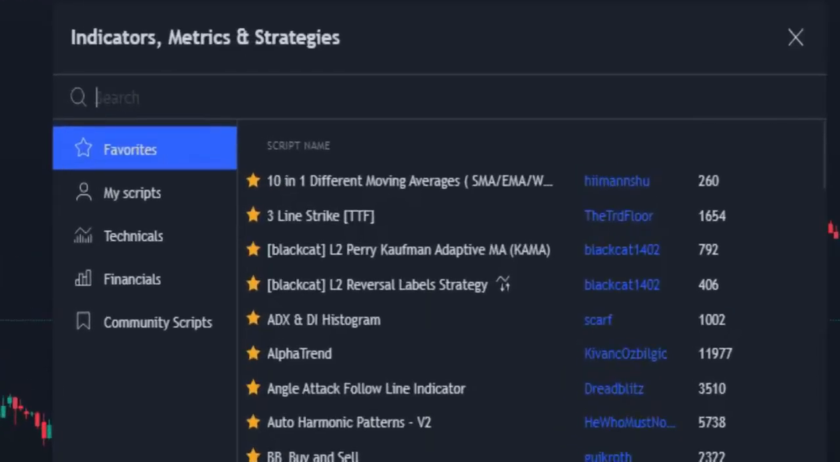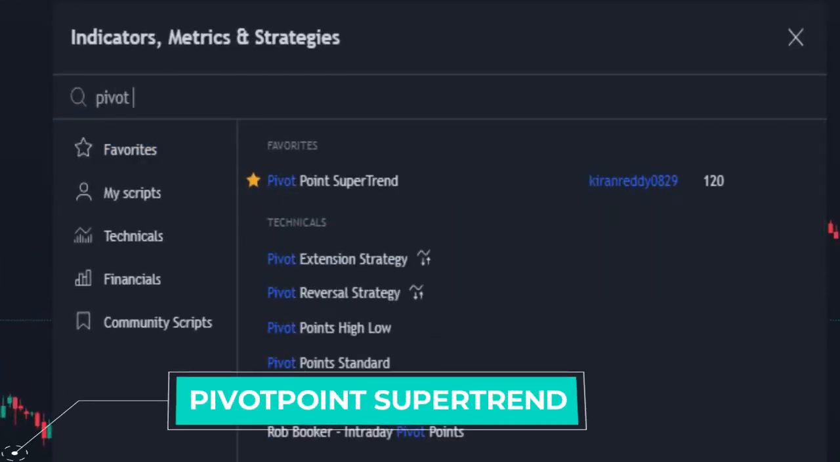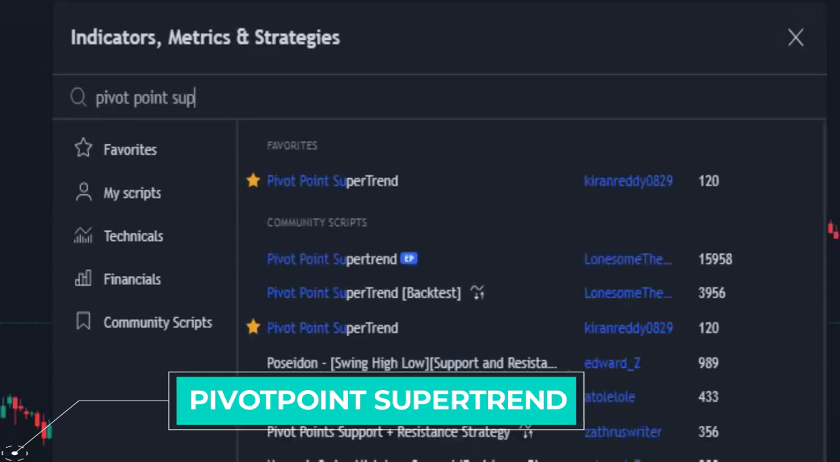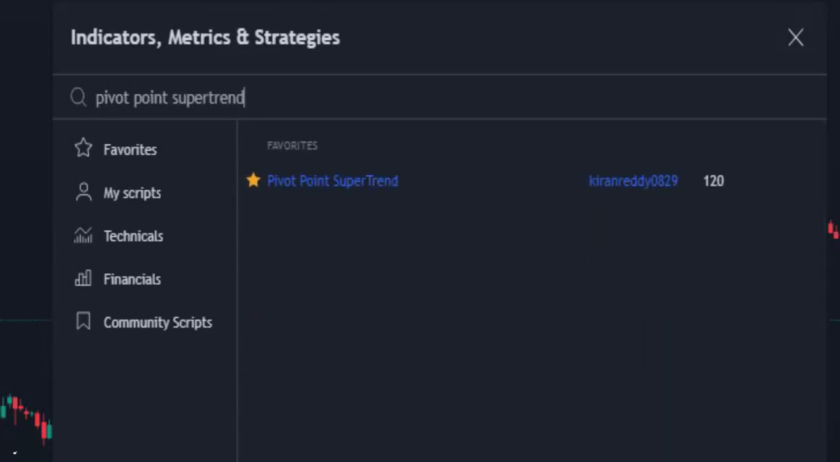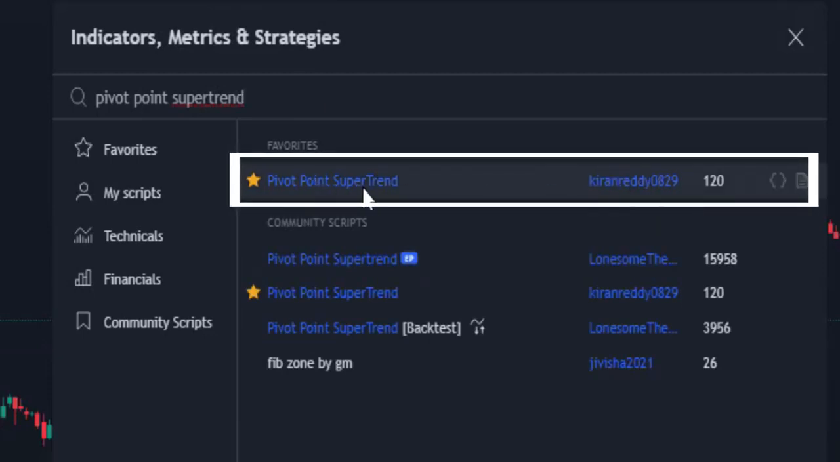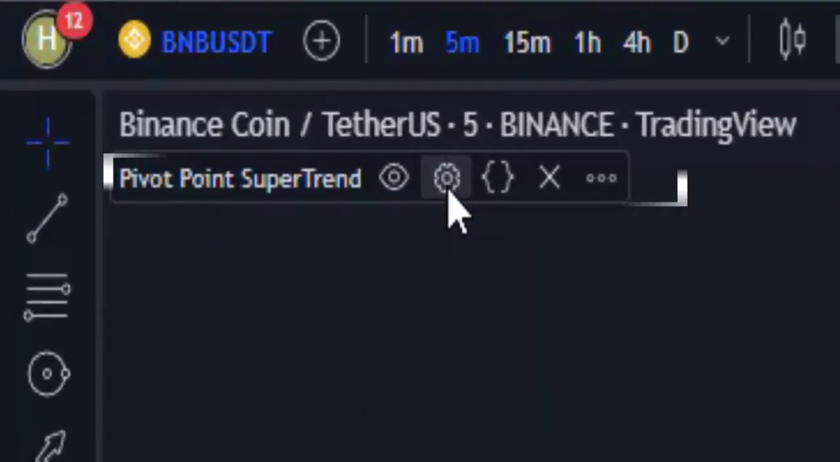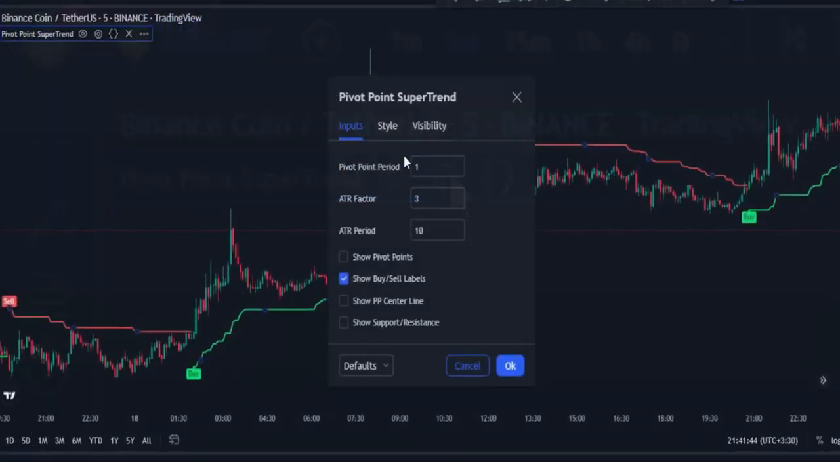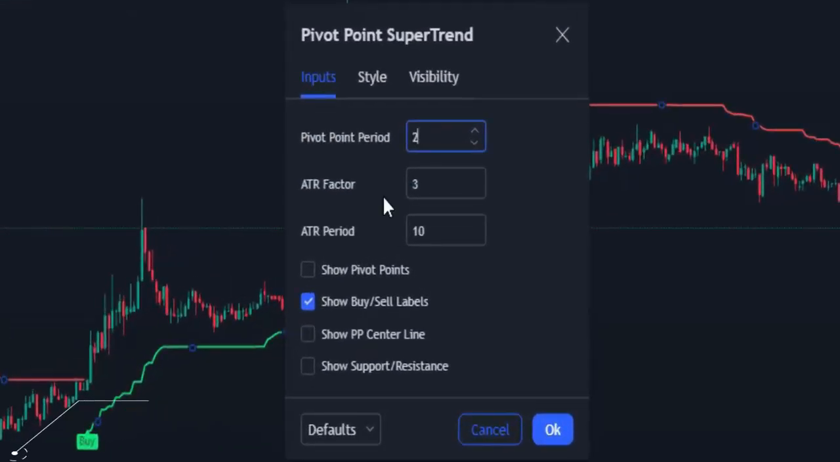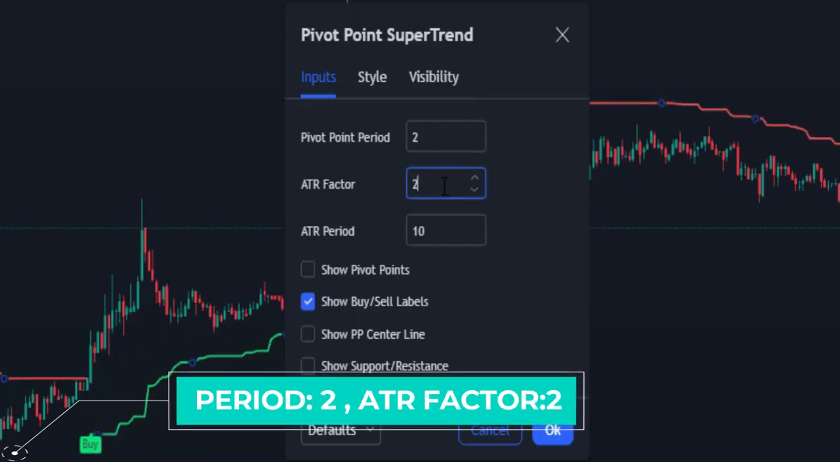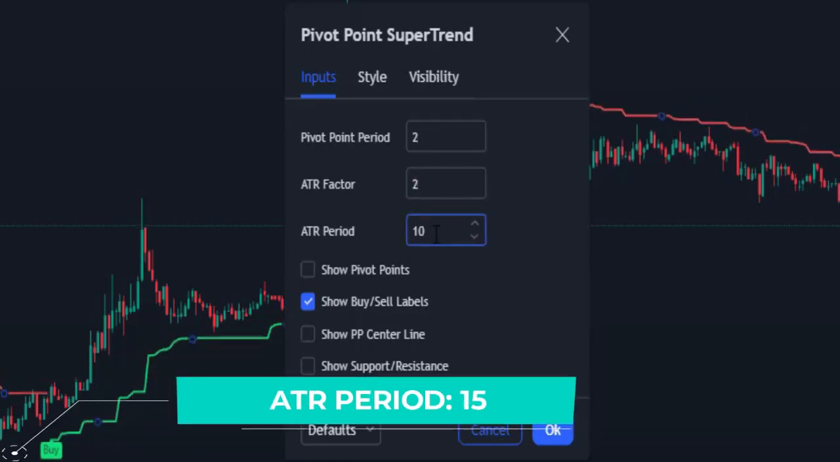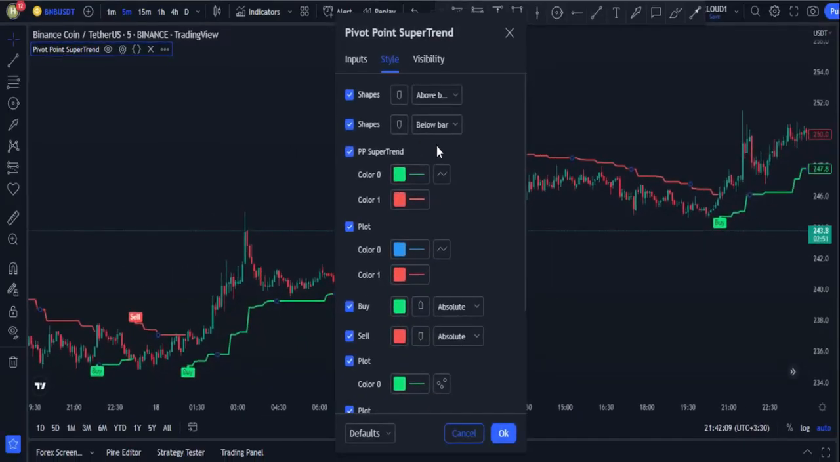and search for the first indicator, which is called the pivot point super trend. And select this one and add it to the chart. Then click on the settings menu and change the pivot point period from 1 to 2, the ATR factor from 2 to 3, then change the ATR period from 10 to 15. And then in the style section, exactly follow my steps.